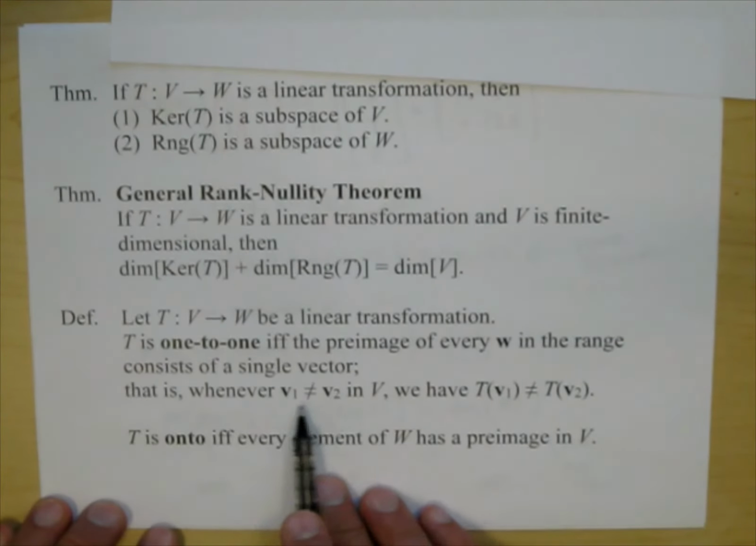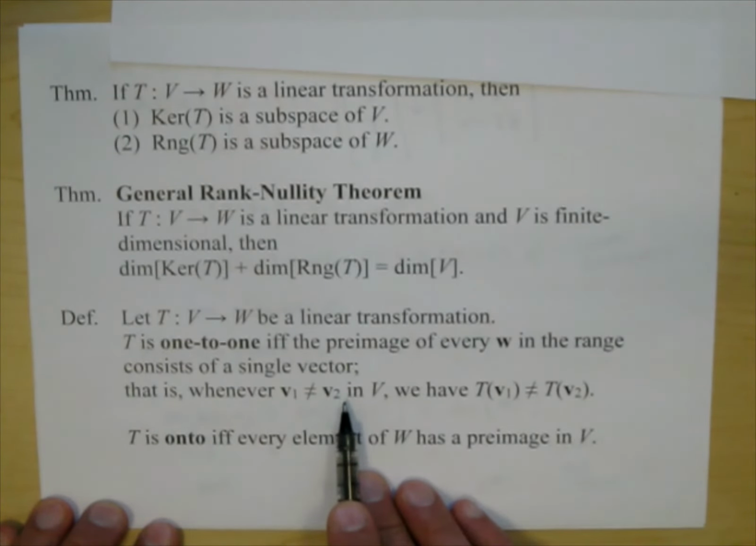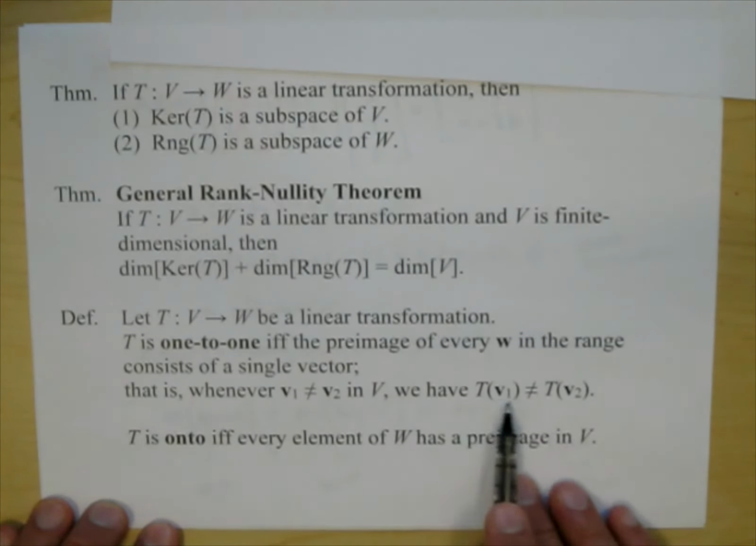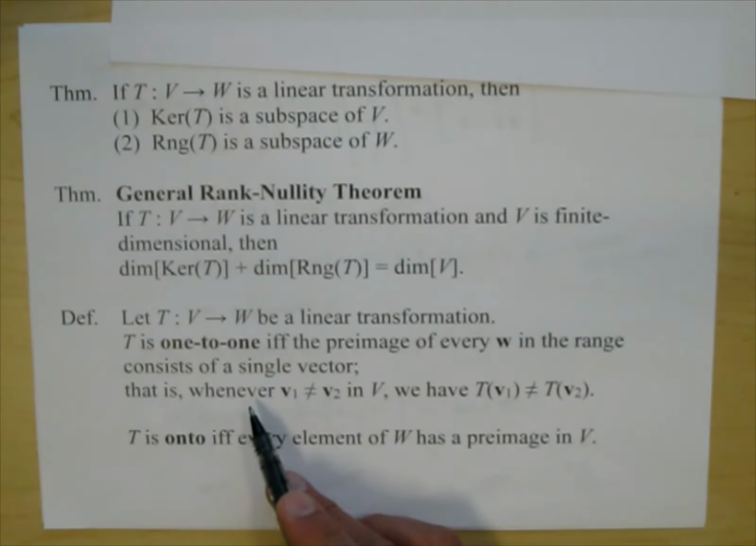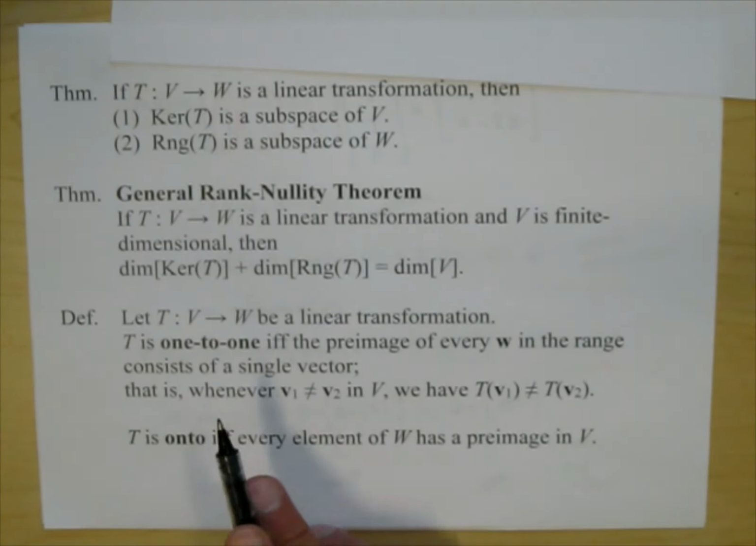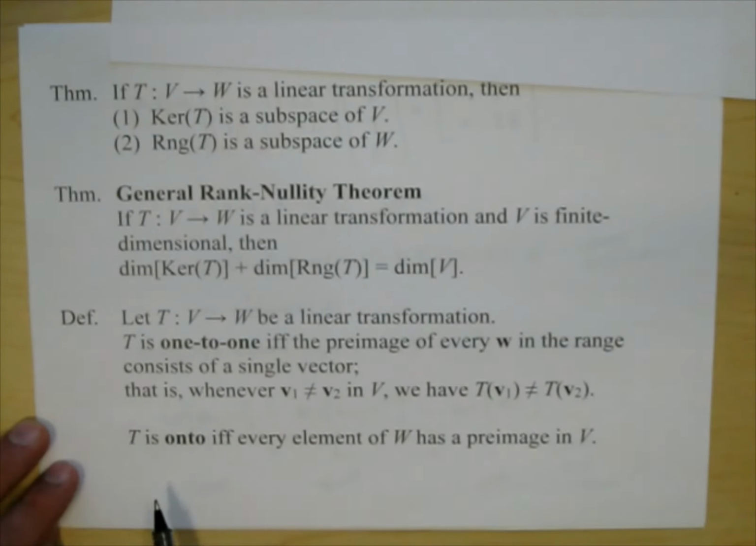And here's the technical way of saying it. Whenever V1 does not equal V2 in the domain, then their outputs have to be different. That's just a technical way of grabbing onto that. So T is 1 to 1 means, you already have every input has one output. This says every output has one input. So it's exactly what you think about when we do 1-to-1 functions in pre-calculus or calculus.